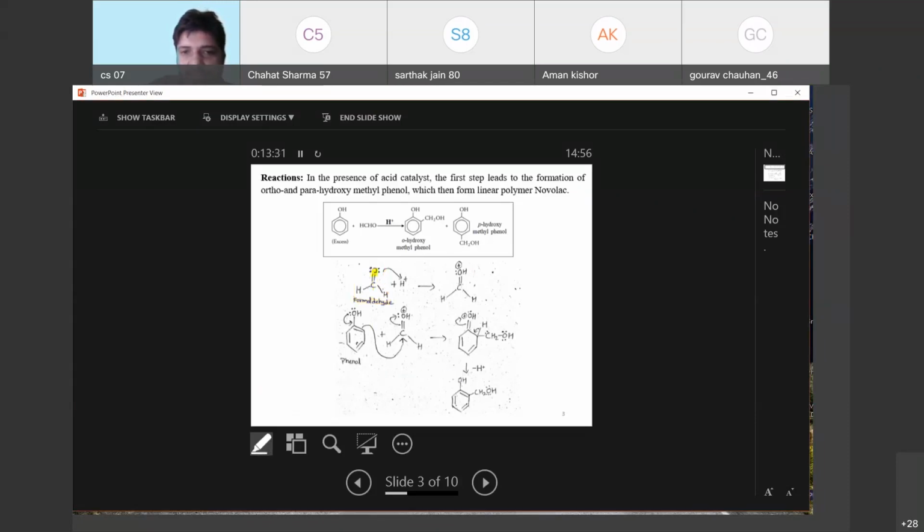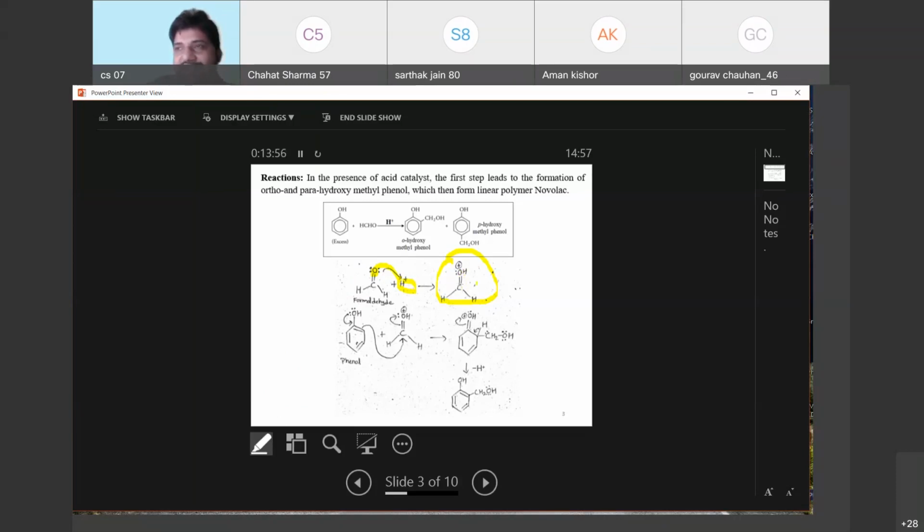So this carbonyl oxygen attacks the proton first. That results in the protonation of the carbonyl group. Now if you see here, the oxygen has a positive charge, because the oxygen uses its lone pair to attack the H positive. So here this oxygen has a positive charge.